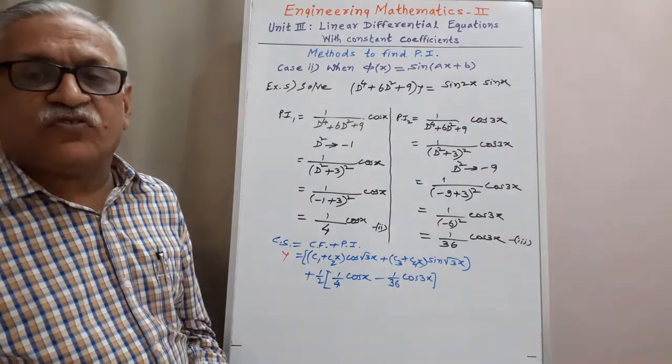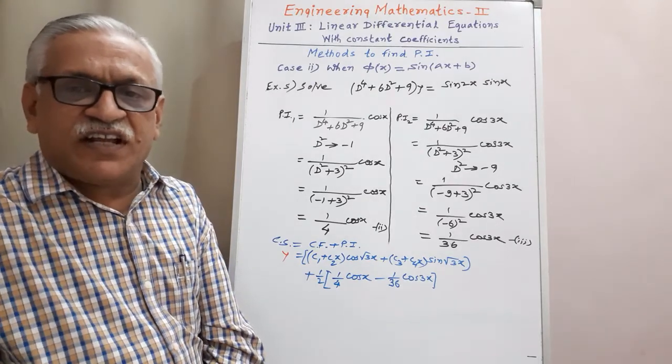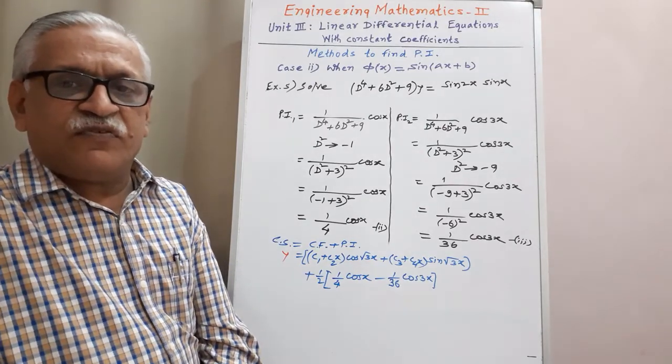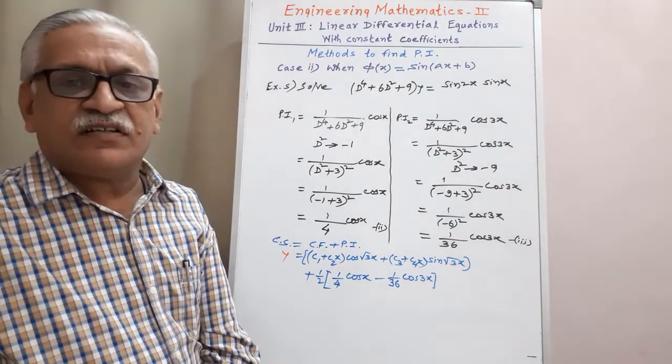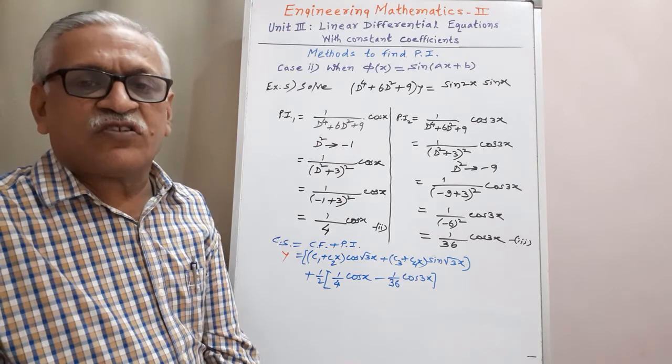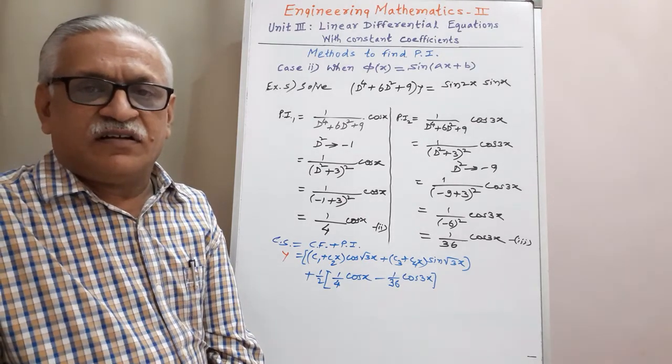That is the required solution. In my next video, I will discuss the next case, if phi of x is in the form of sine hyperbolic ax plus b or cos hyperbolic of ax plus b.